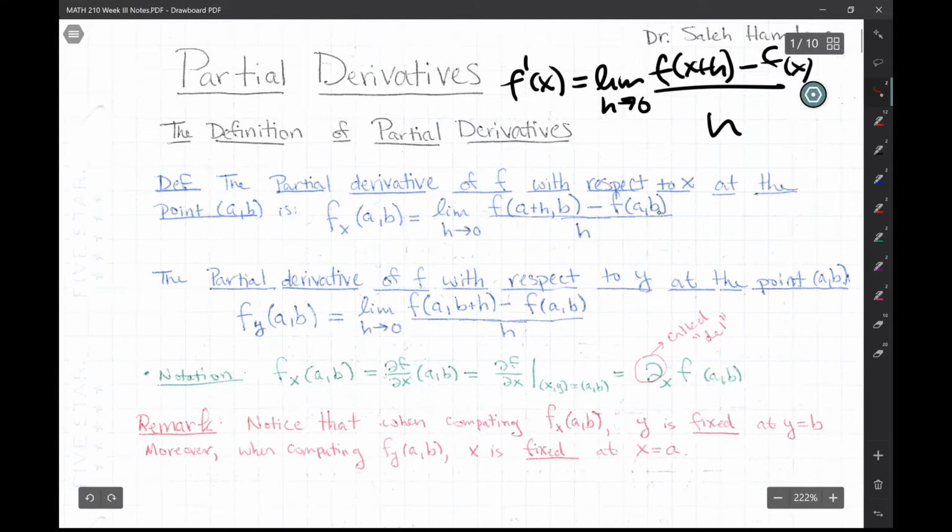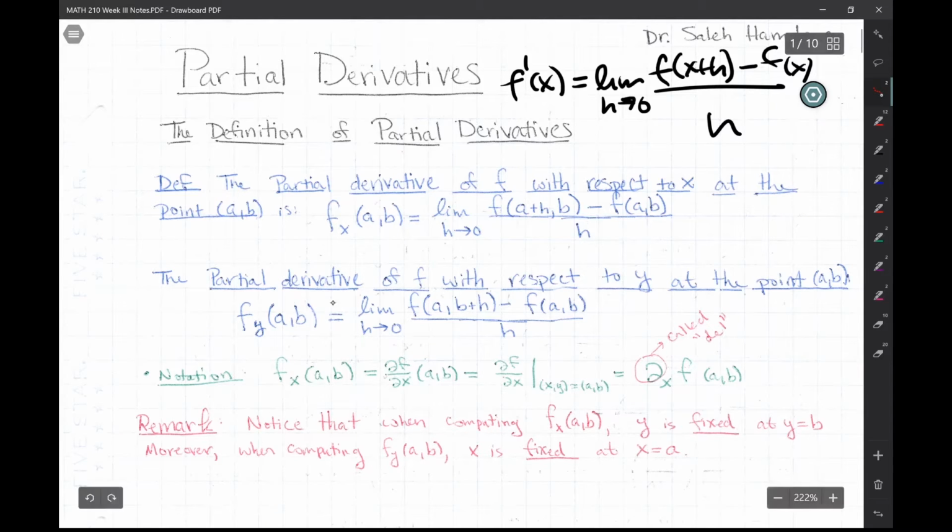What you're getting by this is that x is allowed to vary, but y stays fixed at b, and we seek the ratio of f(a + h, b) minus f(a, b) all over h, okay? So it's similar to what's going on with functions of one variable, if you keep in mind that we're keeping the y value fixed at b.